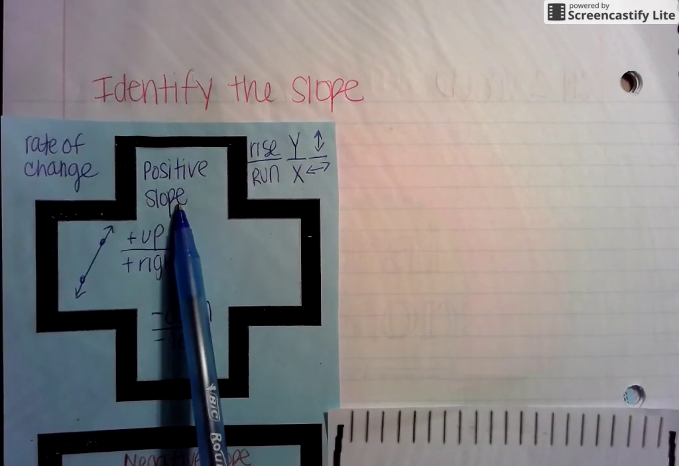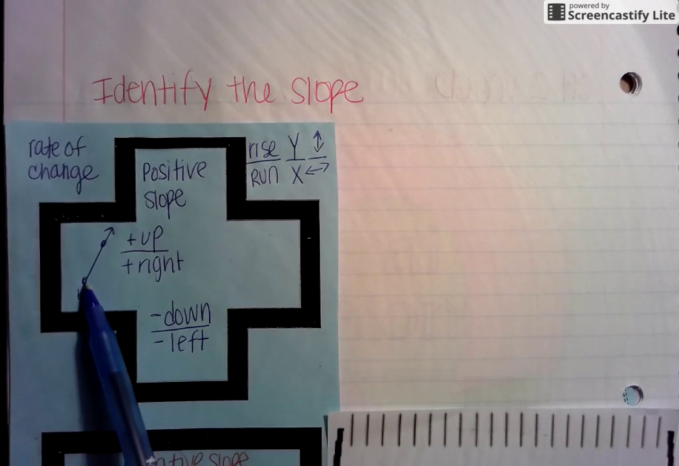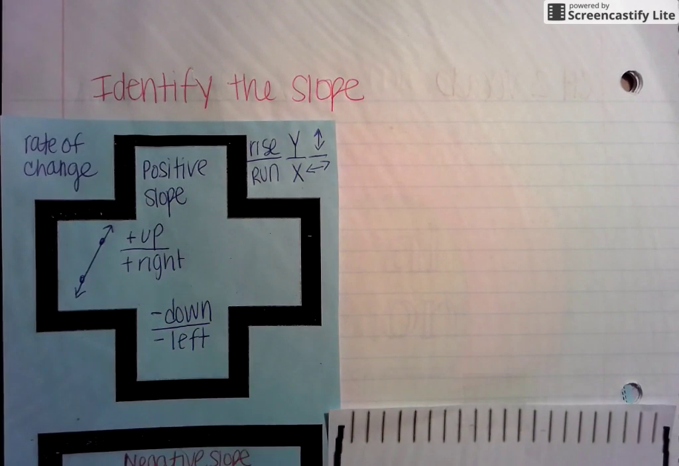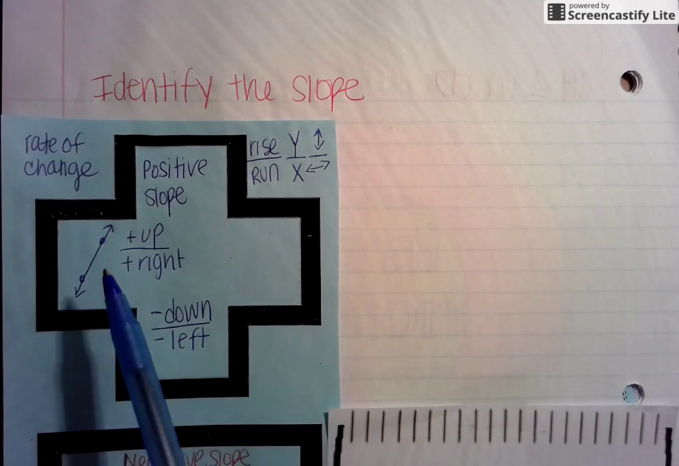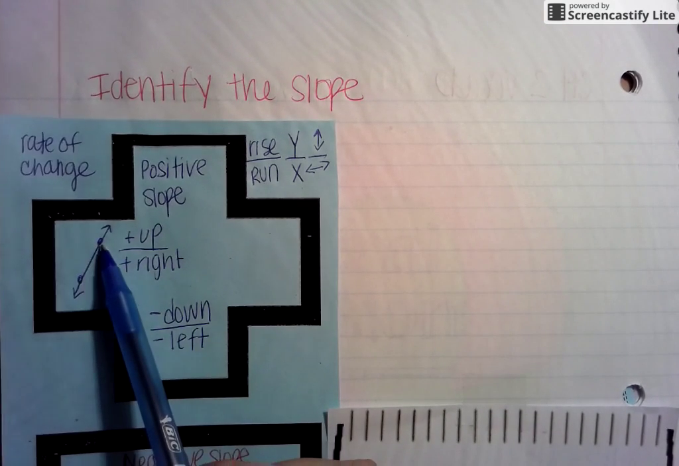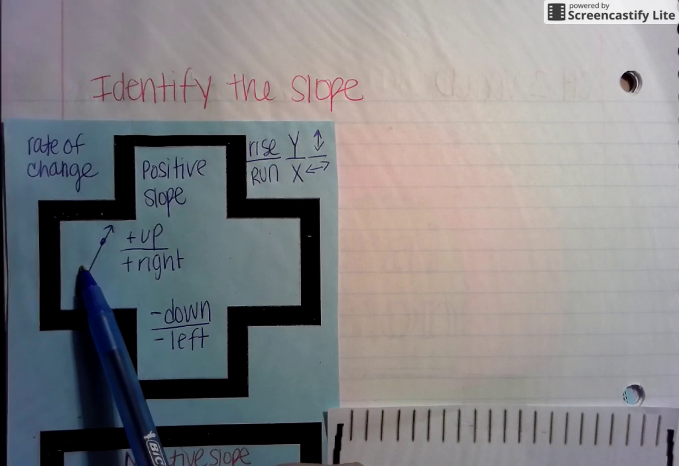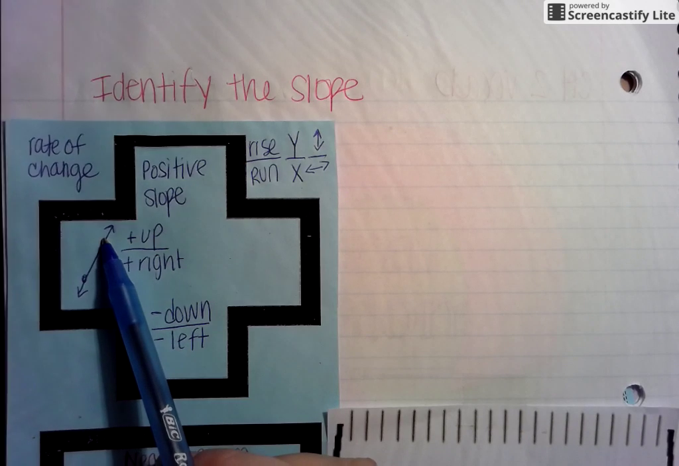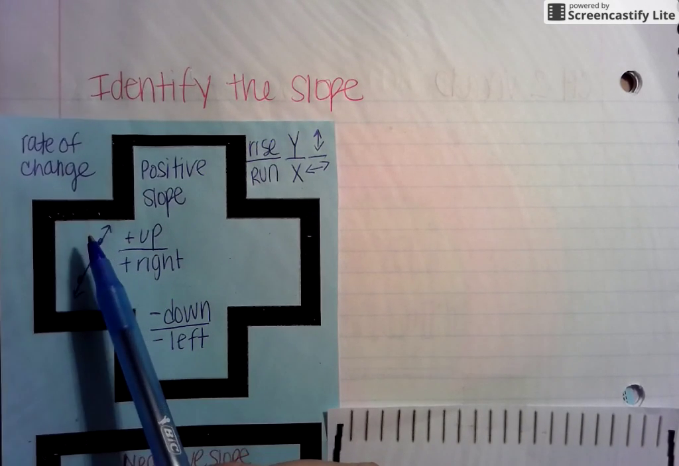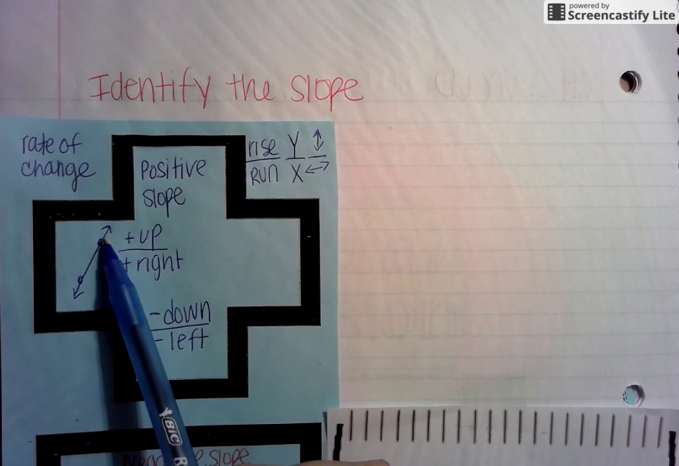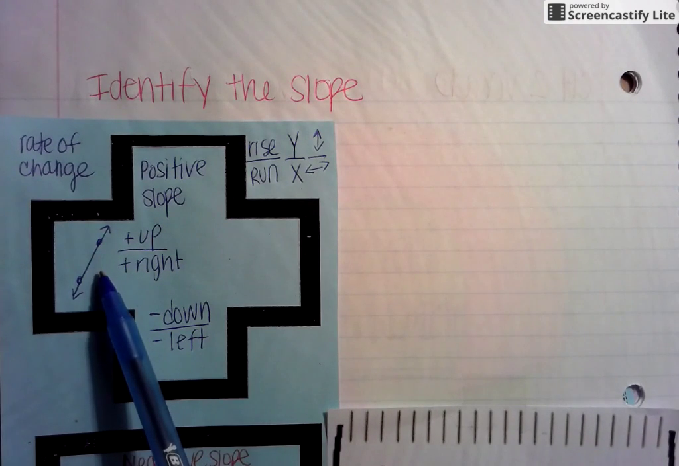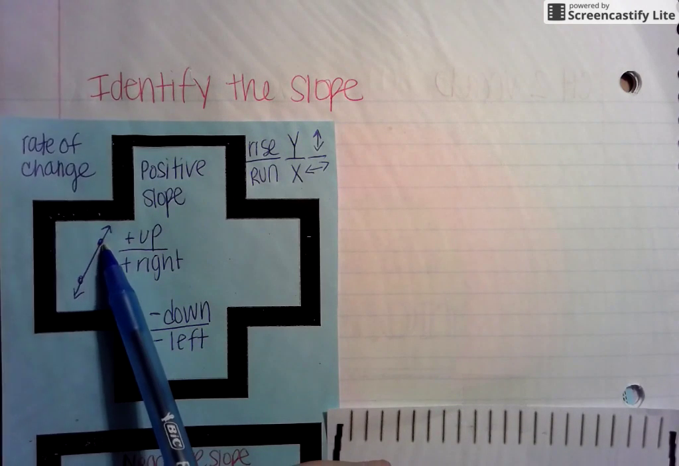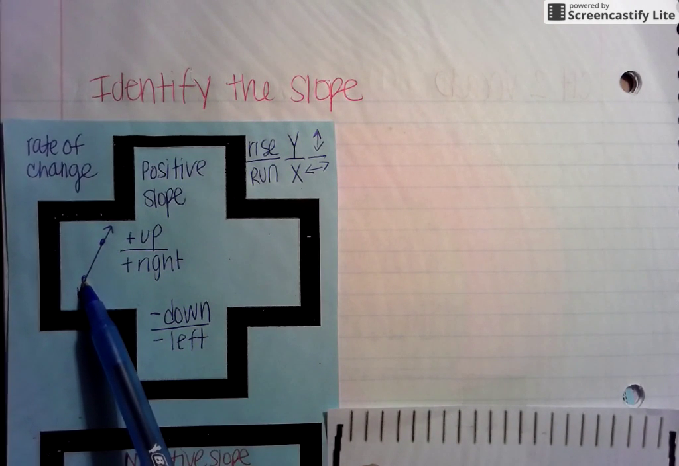So when you have a positive slope, your line is always going to be kind of going up to the right. And to plot your points to get from one point to the other, you're either going to go up a certain amount of numbers and to the right a certain amount of numbers to get your positive slope. You also can go down a certain amount of numbers and to the left a certain amount of numbers to still keep your positive slope.